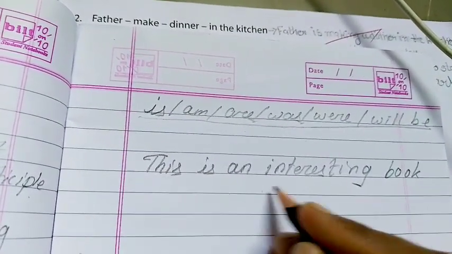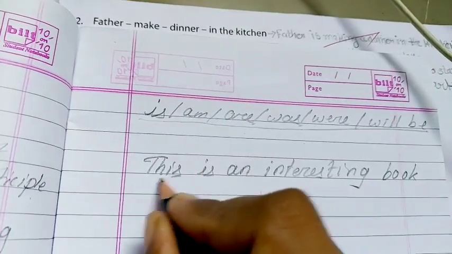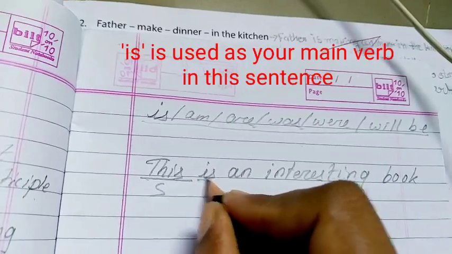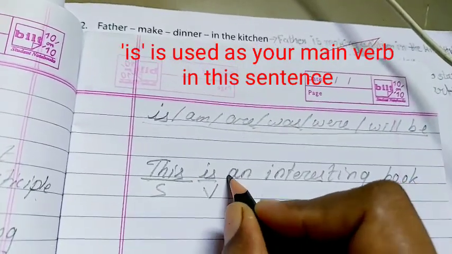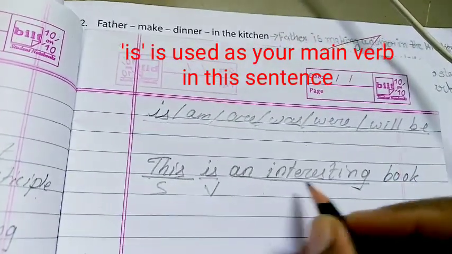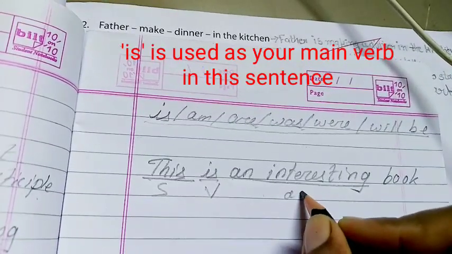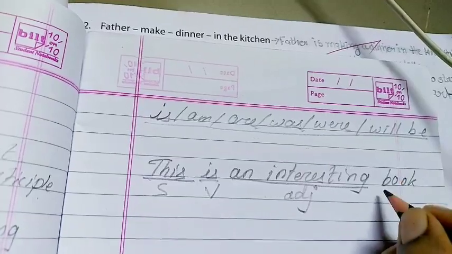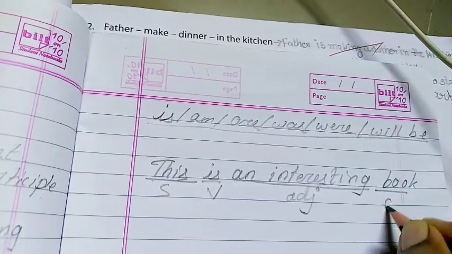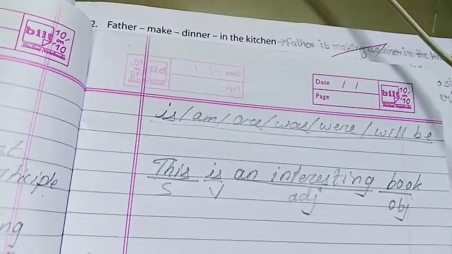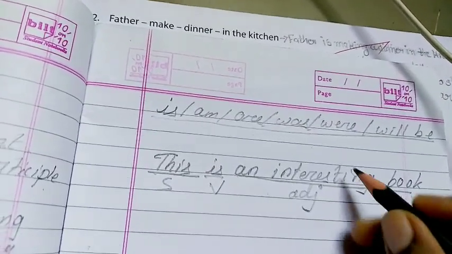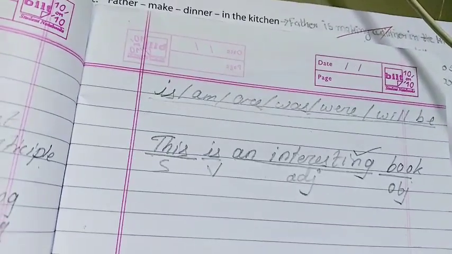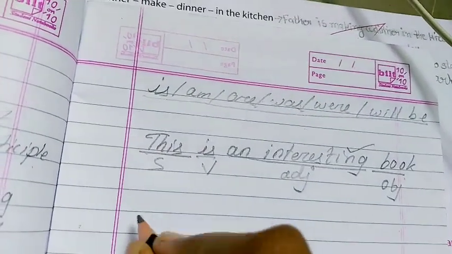This is not your present continuous form. Is there? This is your subject. Okay, is your verb, and an interesting is your adjective. This is not continuous form. Okay, and book is your object. Fine. Okay, so this is used as an adjective. Fine.